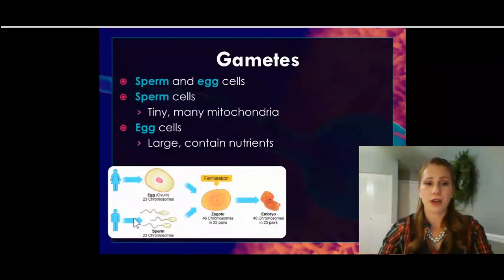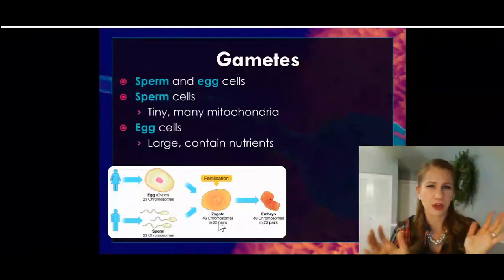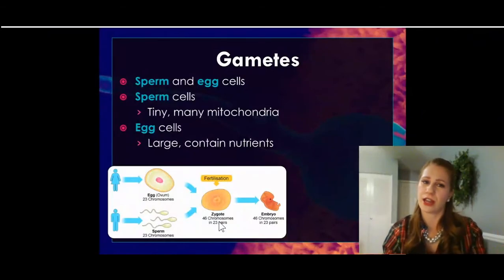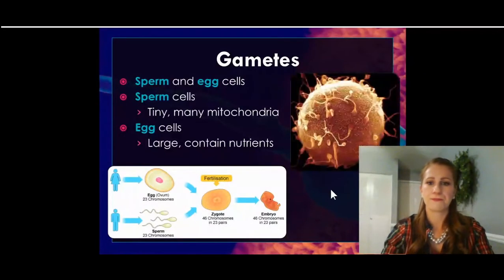Down here we can see we've got sperm and egg cells. When they come together, it creates a zygote. That's just basically a fancy word for one single cell that has 23 chromosomes, or half the genetic information from mom and half the genetic information from dad. That will eventually turn into an embryo, which looks more like a fetus or a baby that we know of.